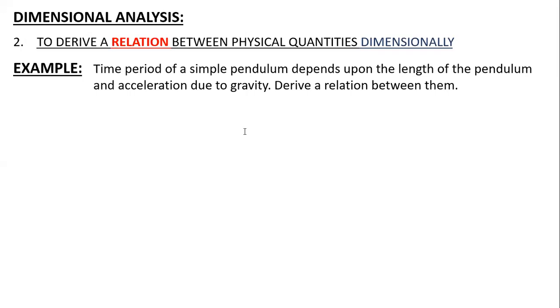Now, the first thing I need to do is assume the variables for them. So I'll assume, let the time period be considered as t, length be considered as l, and acceleration due to gravity be represented as g.